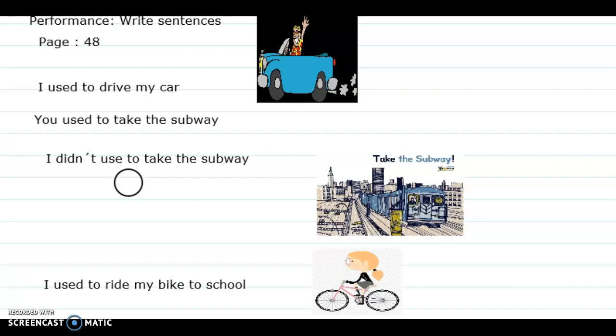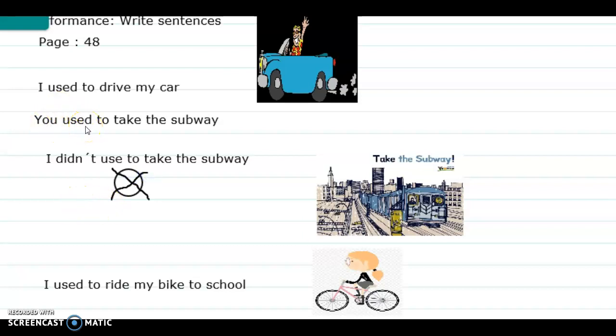Look the lines. No, we just like this. Oh, I'm so sorry. Excuse me. The line, a line. It's a line, not like a circle. Okay, like this. Like this. I didn't.